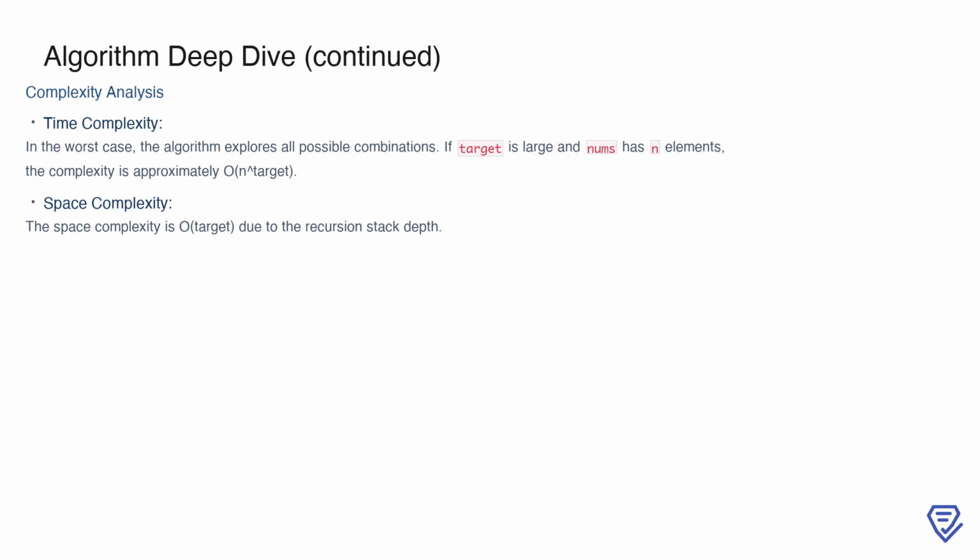For space complexity, the primary constraint is the recursion stack, which grows with the depth of the recursive calls. Since the maximum depth corresponds to the target value, the space complexity is O(target). These complexities highlight the trade-off between a comprehensive search and computational efficiency, making this algorithm suitable for moderate-sized inputs.